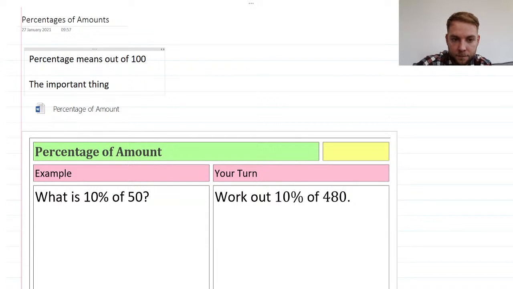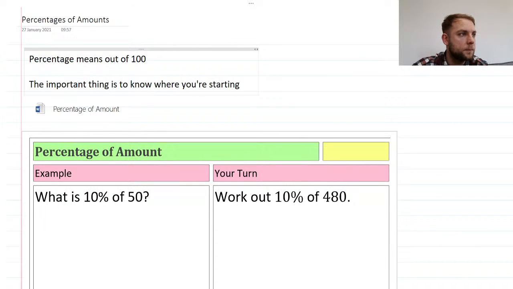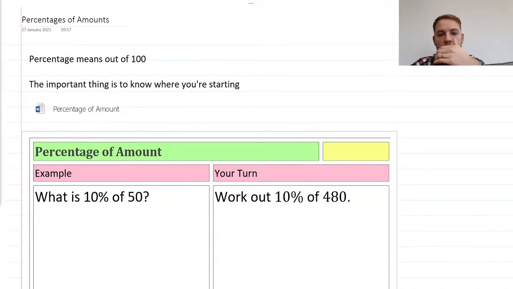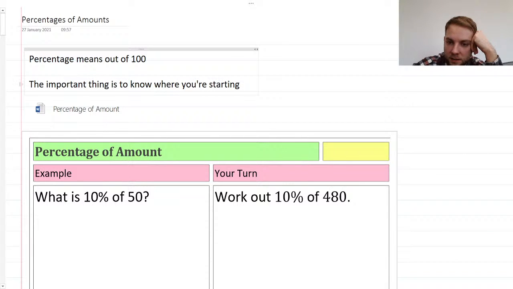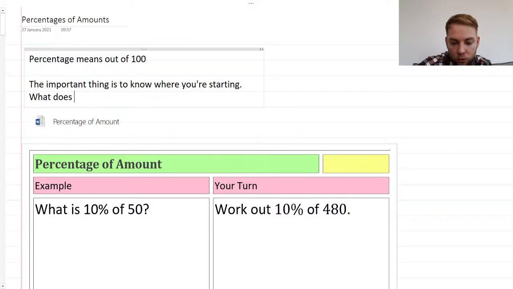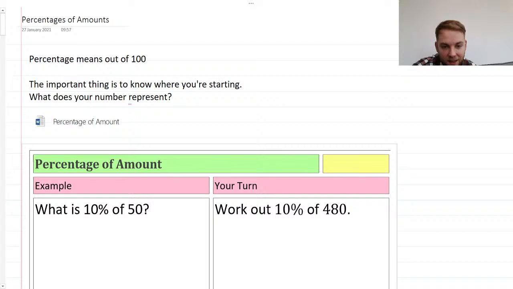The important thing is to know where you're starting. What does your number represent? So get that down first of all, that's really important, okay?